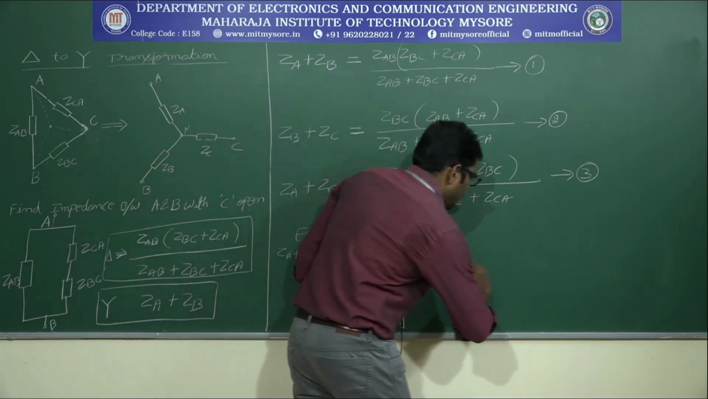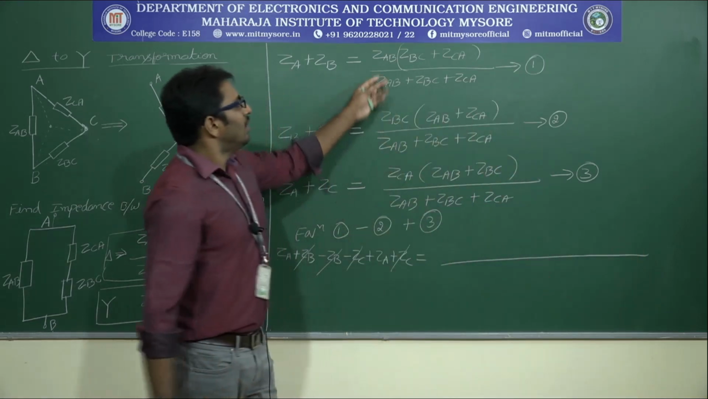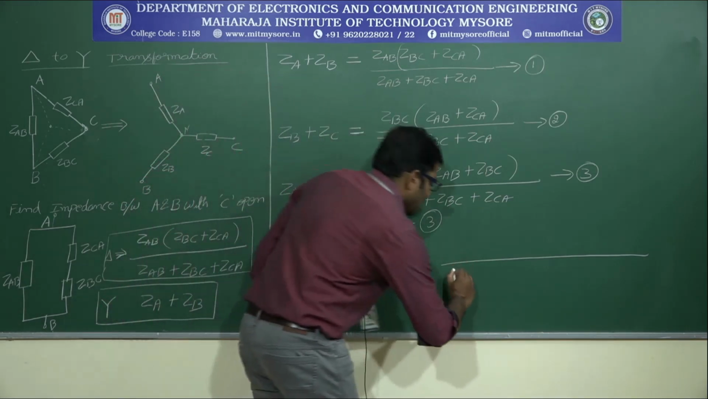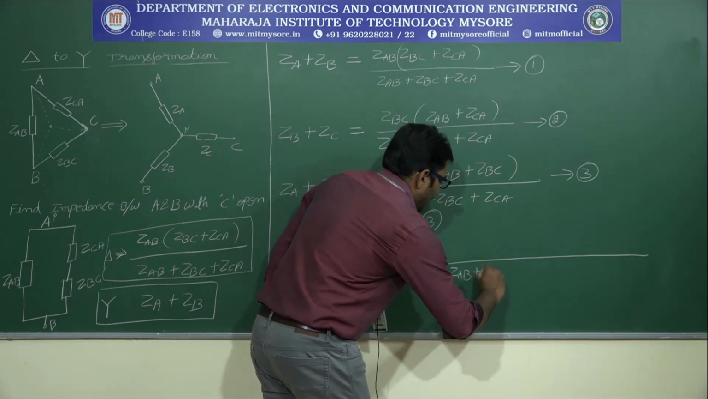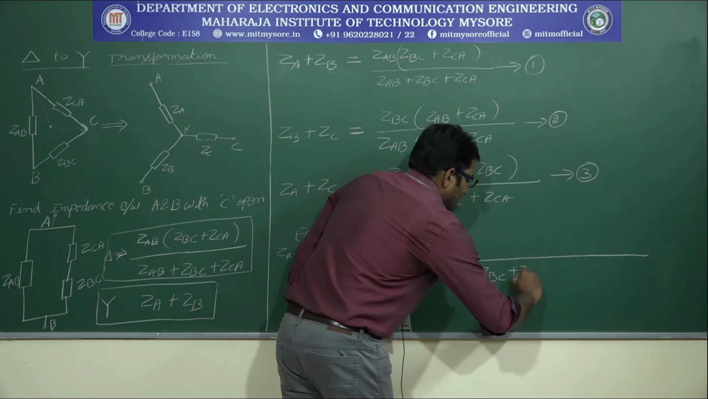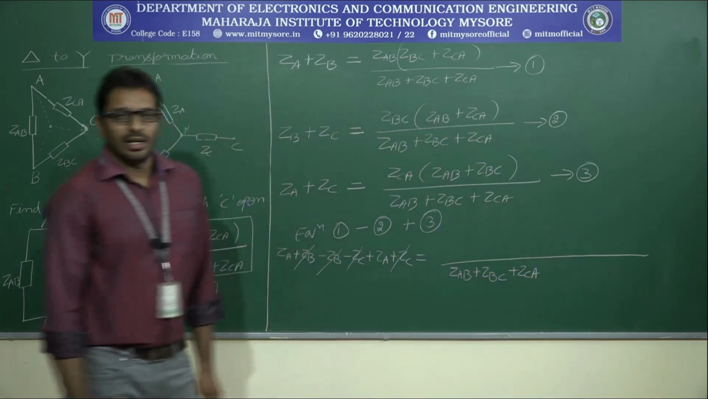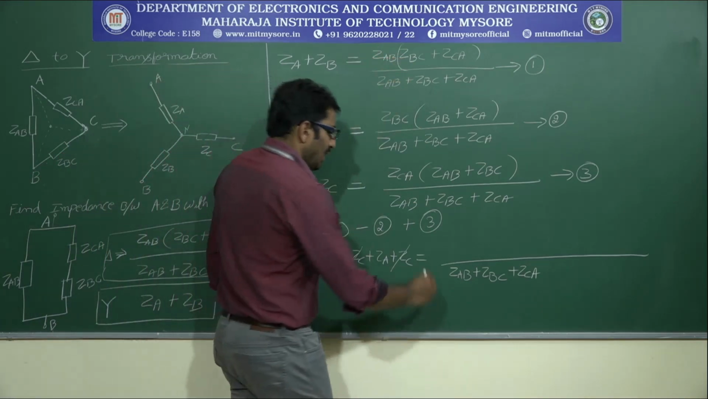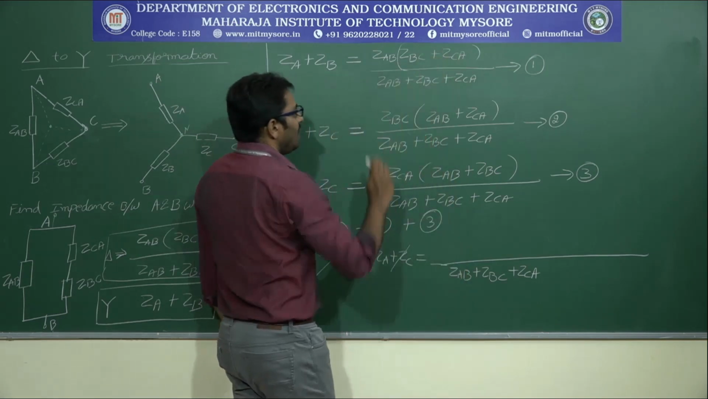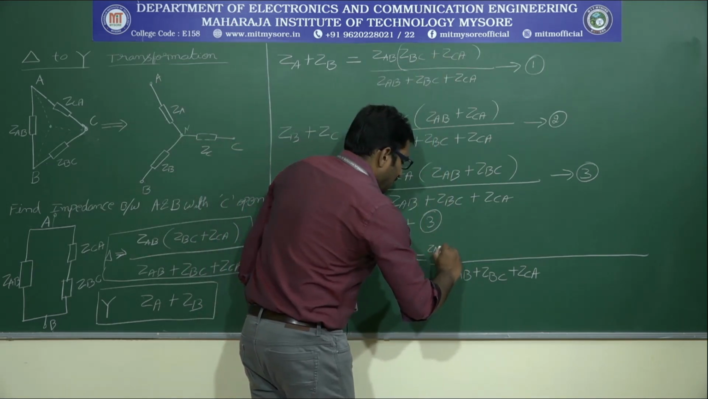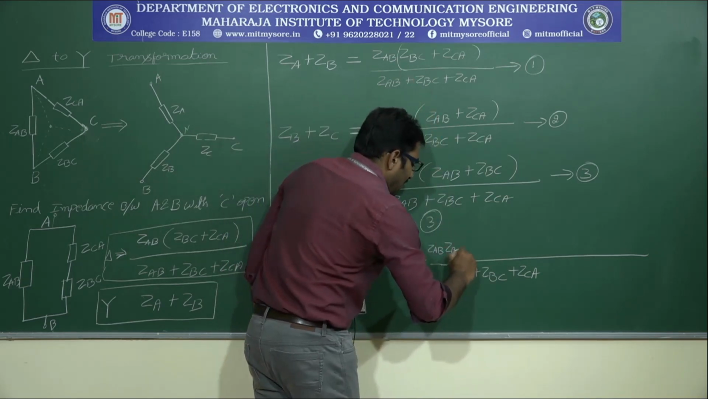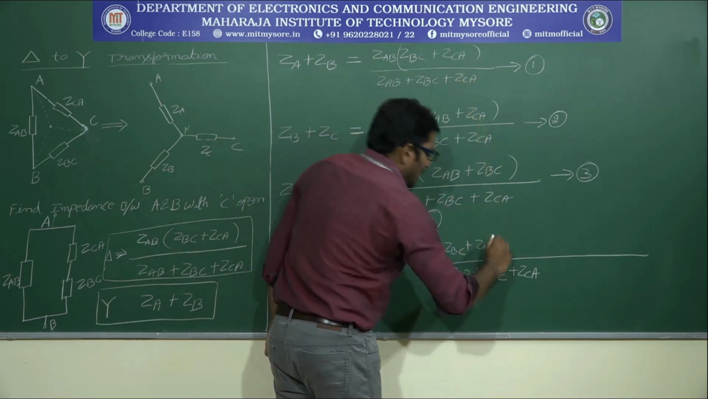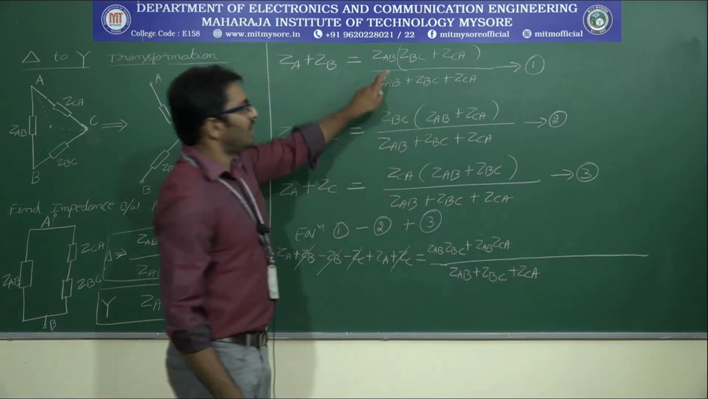Anyhow, the LCM is the same, because in all three equations the denominator is the same: ZAB plus ZBC plus ZCA. Is that clear? Now let me simplify the numerator part. I am multiplying and writing each equation. ZAB into ZBC plus ZAB into ZCA. The first equation is over.